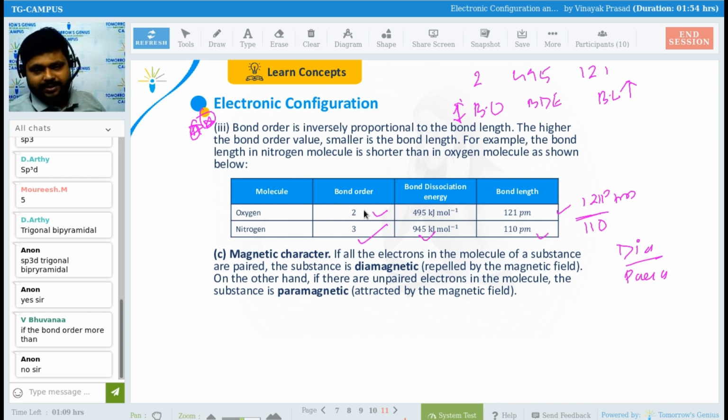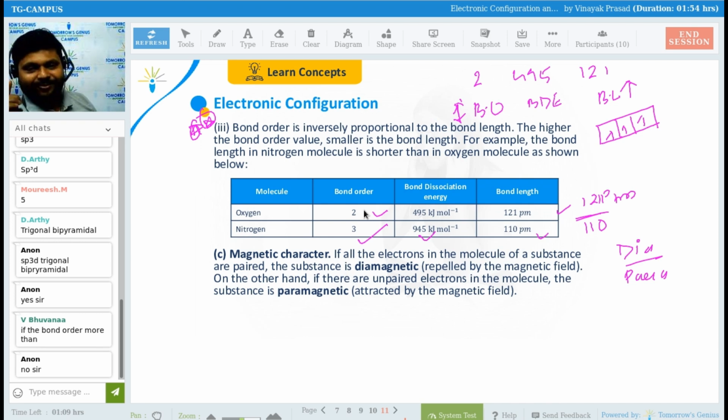See here, if all the electrons in the molecule of a substance are paired, the substance is diamagnetic, right? Let's suppose I am drawing atomic orbitals, not molecular orbitals. If I draw these, what are they? These are half-filled orbitals. Somebody might be thinking, how can you say this is half-filled? I am saying these all have been filled, so it is fully filled orbitals.